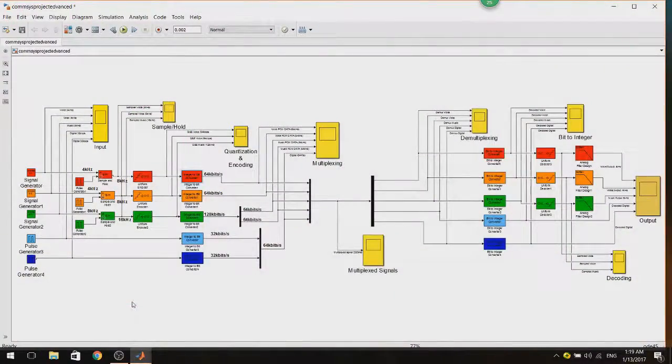My name is Zhan. Today I'm going to present on our project design.